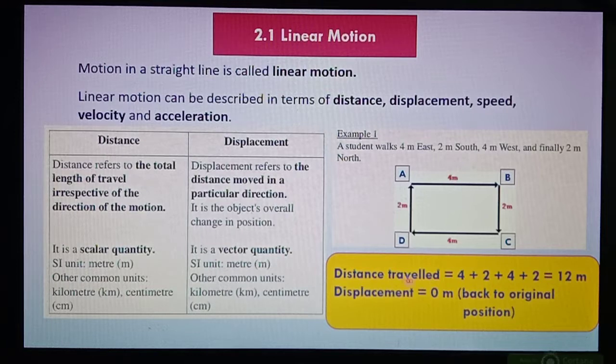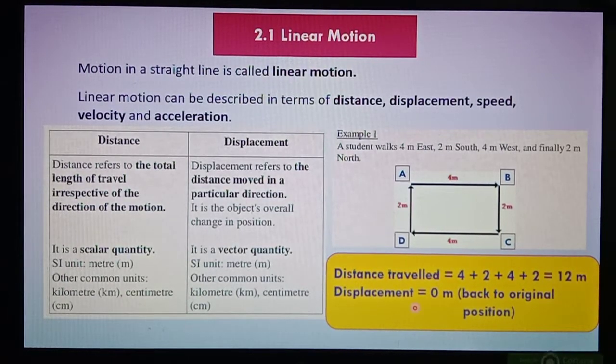So the distance traveled we have discussed as total length of path travel. No need to take into account the direction, we just total up. So distance travel equals AB plus BC plus CD plus DA, or 4 plus 2 plus 4 plus 2, so we get 12 meters. So the distance traveled by the student is 12 meters.